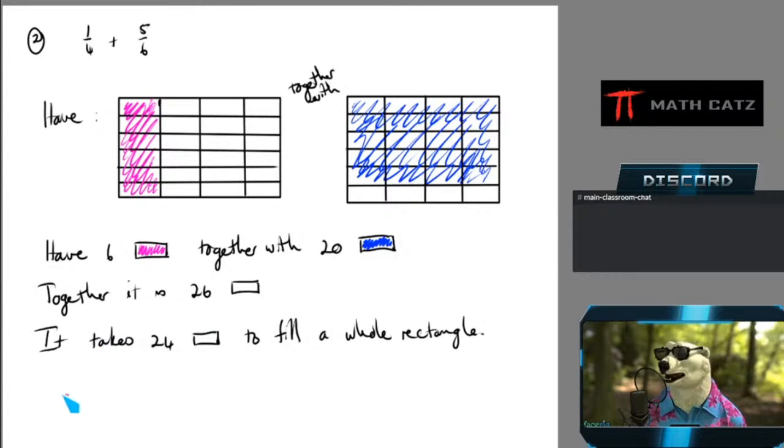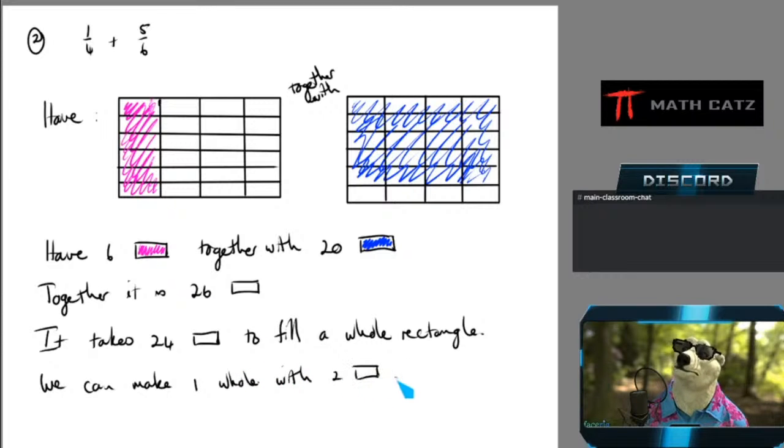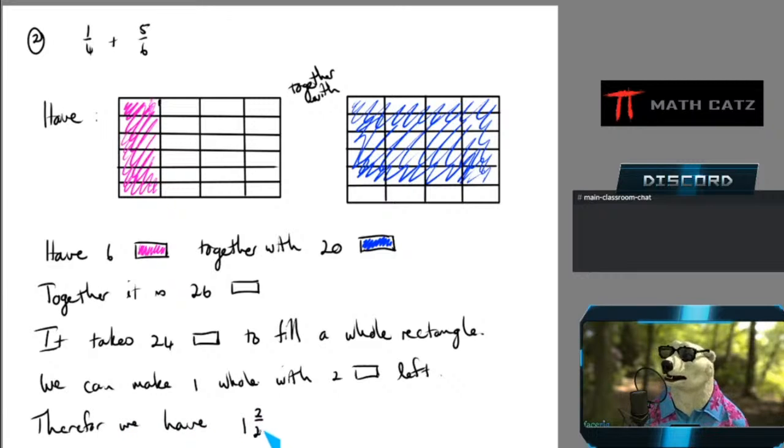And I have 26. So we can make one whole with two pieces left over. And therefore, we have 1 and 2/24 of a whole.